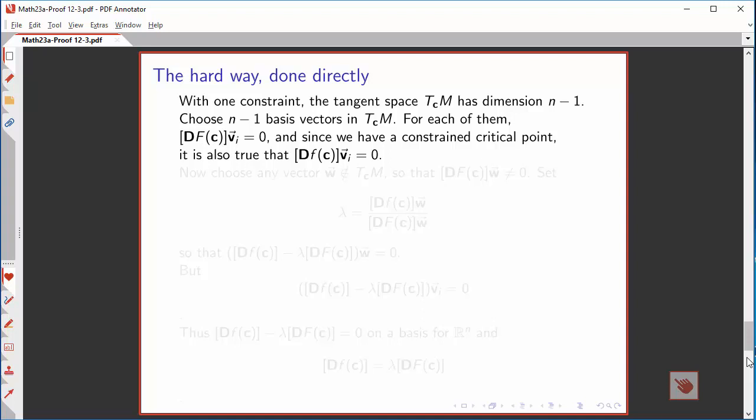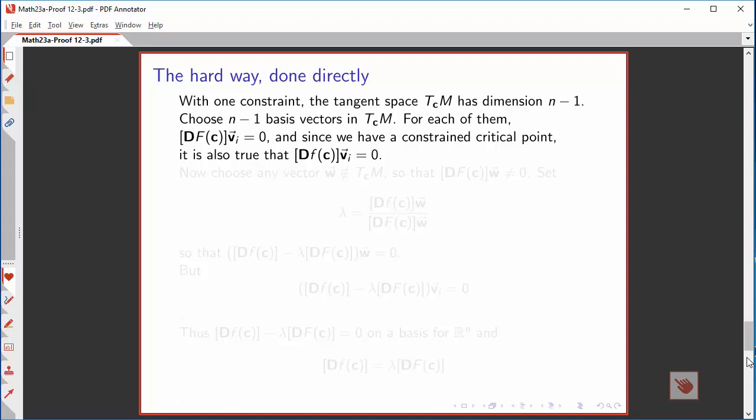Here's another way of doing this proof. This is the version of the proof that Shlomo and Sternberg and I used in our textbook on Math for Students of Physics, and I actually like it slightly better. We've got just one constraint. We've got a manifold in Rn, and that manifold, because we have just one constraint, is a manifold of dimension n-1. Its tangent space has dimension n-1. So let's choose n-1 basis vectors in this tangent space.